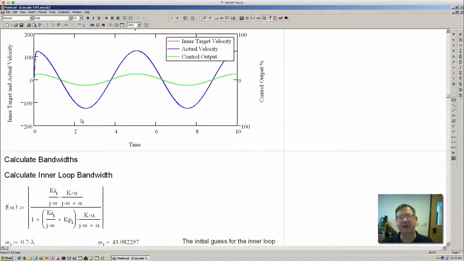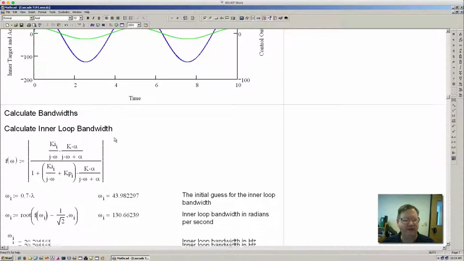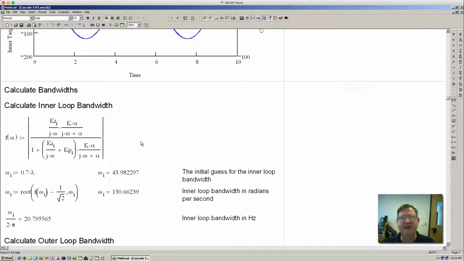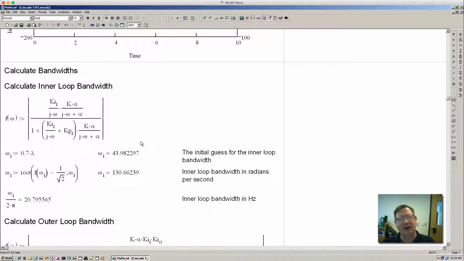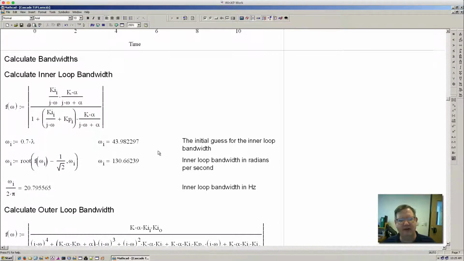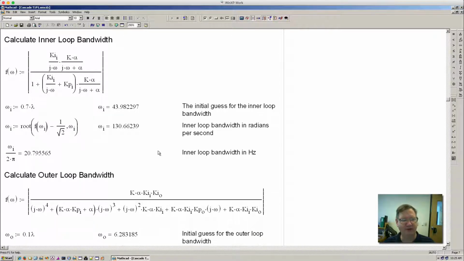So let's look at the bandwidths. There's an awful lot of myths that I see on the internet about how much faster the inner loop has to be than the outer loop. It does have to be faster, mathematically it's going to turn out to be faster, but just to arbitrarily say it's going to be 10 to 1 or 15 to 1 is not quite right, and I'm going to show you why and prove to you that it doesn't necessarily need to be that way.